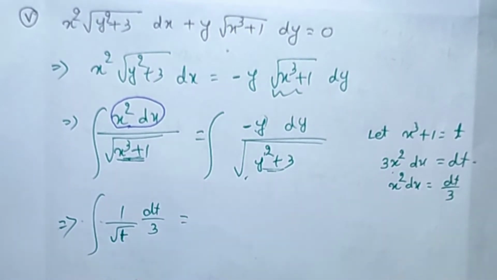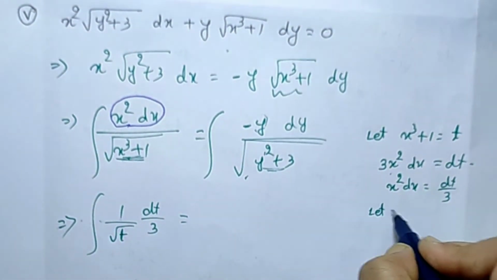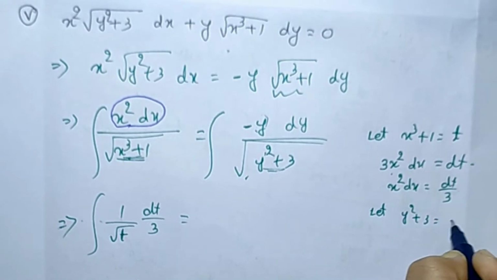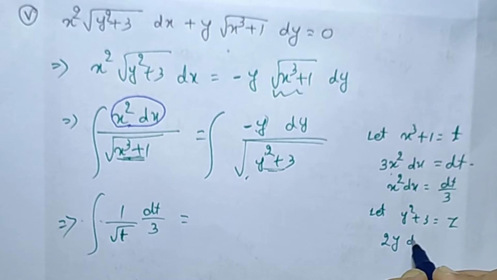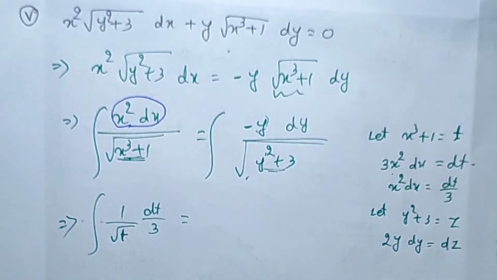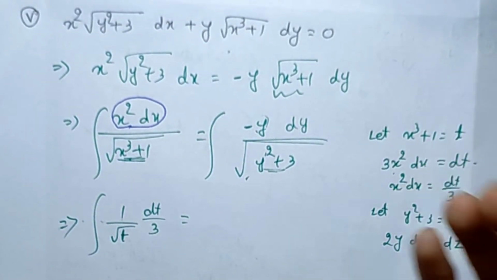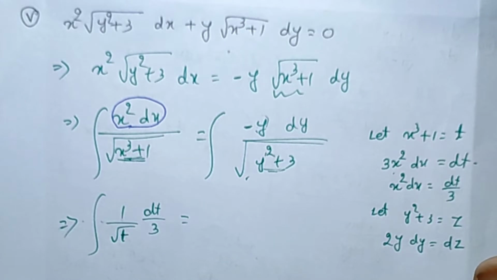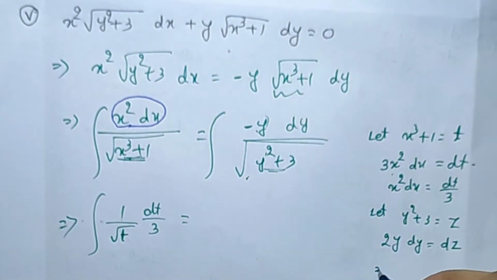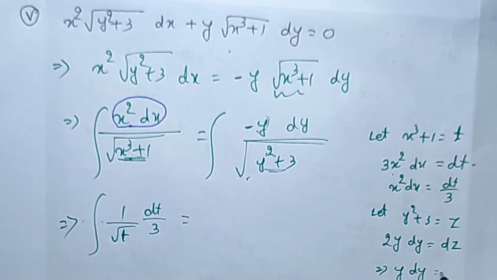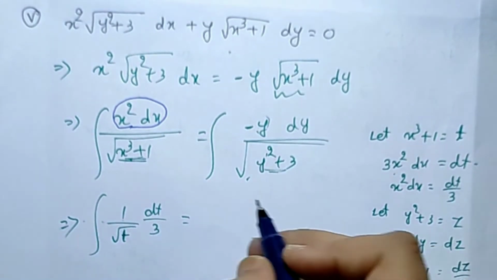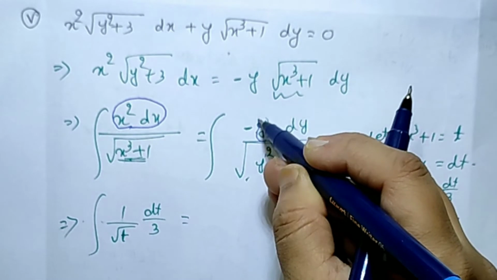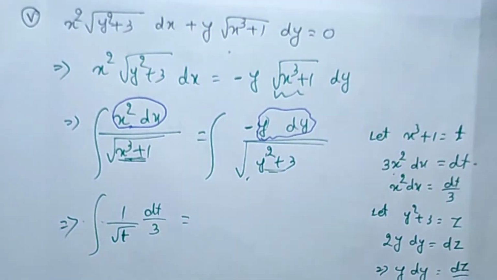Integration is equal to, let y² plus 3 is equal to z. Differentiating both sides, 2y dy is equal to dz. This is the parametric differentiation we have already studied in integration. This implies y dy is equal to dz by 2. Yes or no? Now in place of y dy we can write dz by 2.